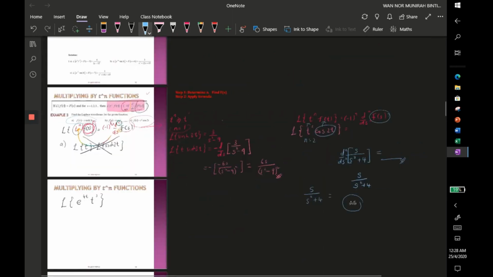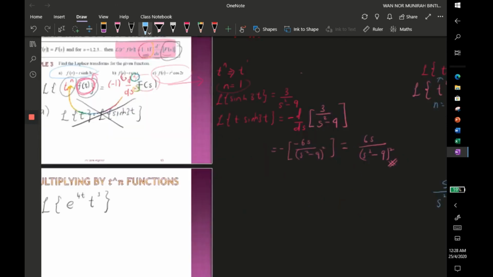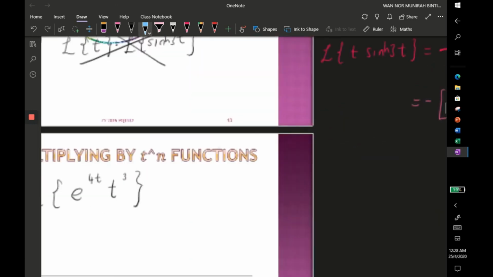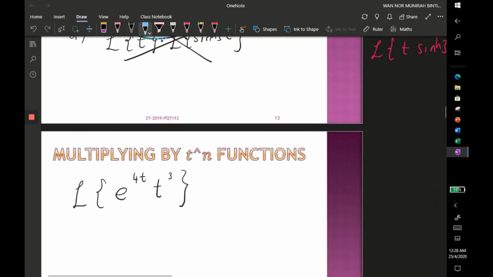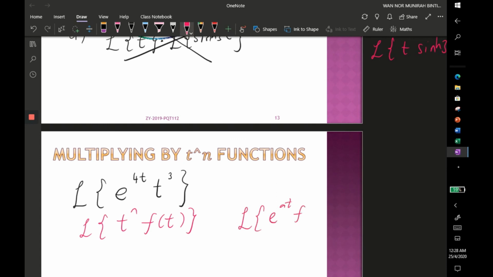Okay, look at here. This is a special one. Given that Laplace of t cubed e to the power of at, you know that this one is Laplace of t to the n f(t), but at the same time, you can read this as Laplace of e to the at f(t). Am I right? The second property is right.